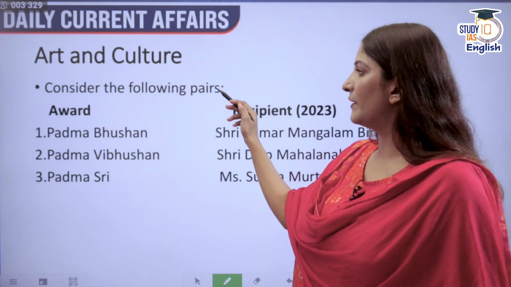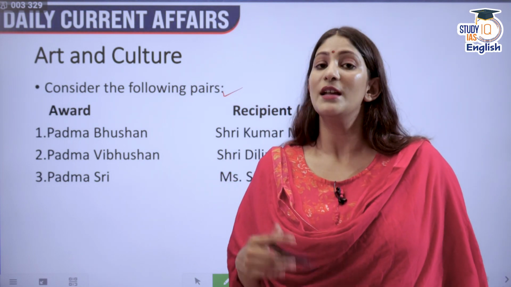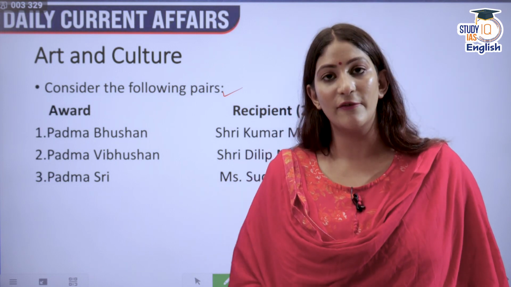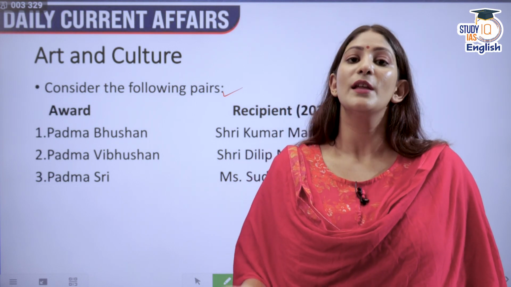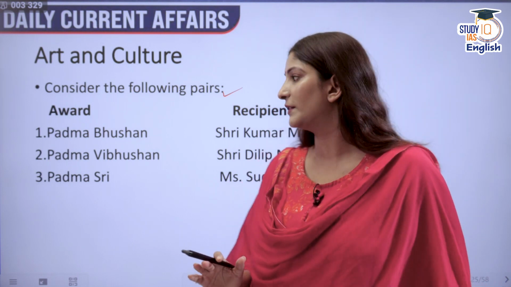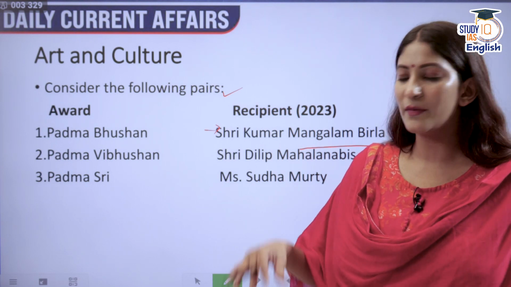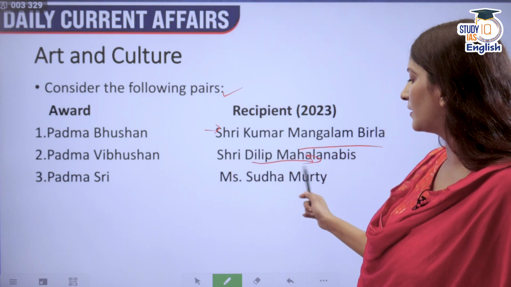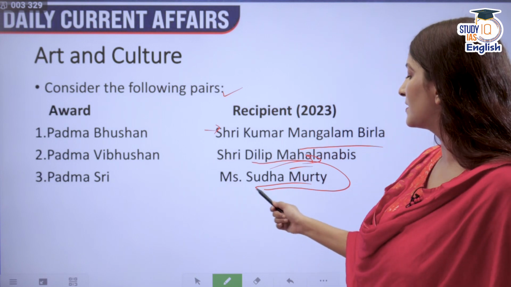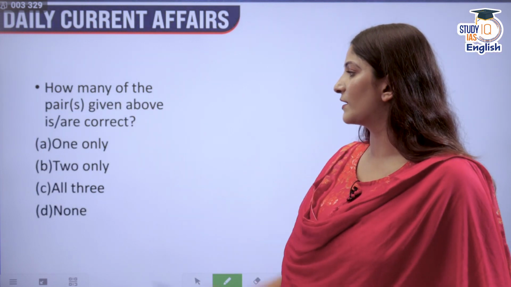Now consider the following pairs: award and the recipient for the year 2023. Mind you, these awards were given away on the 26th of January 2023, but still we have to remember them. Padma Bhushan Shri Kumar Mangalam Birla, Padma Vibhushan Shri Dilip Mahalanabis, and Padma Shri Miss Sudha Murthy. So what do we have to see? How many pairs given above is or are correct?